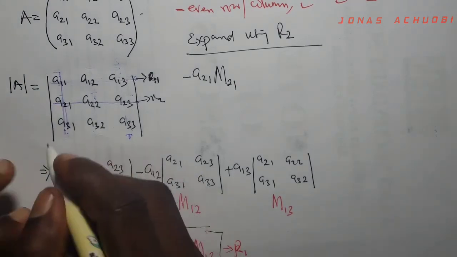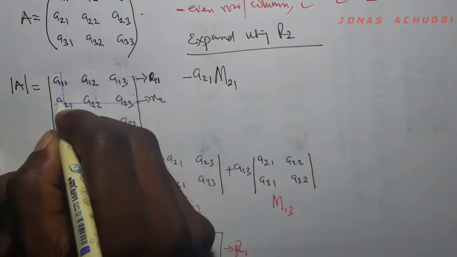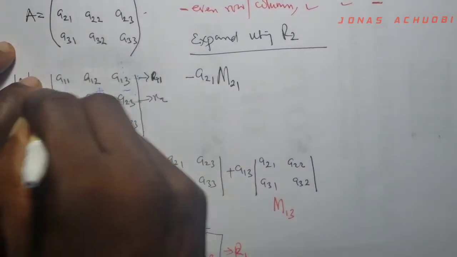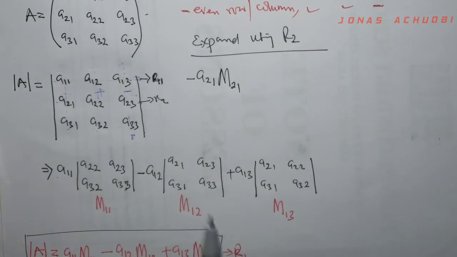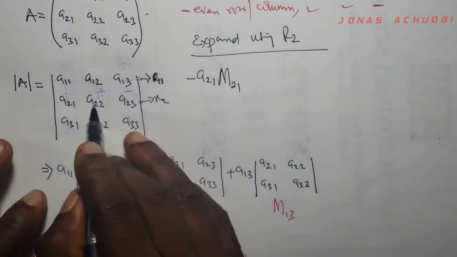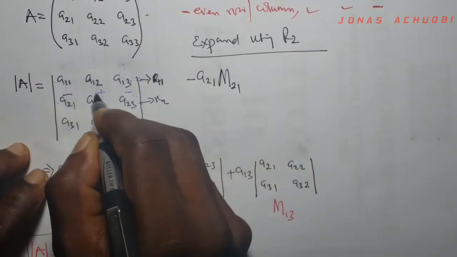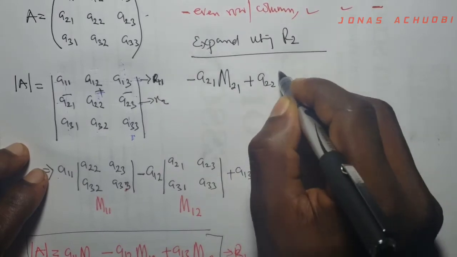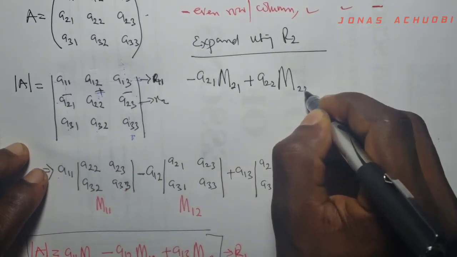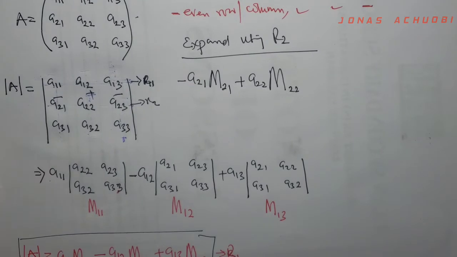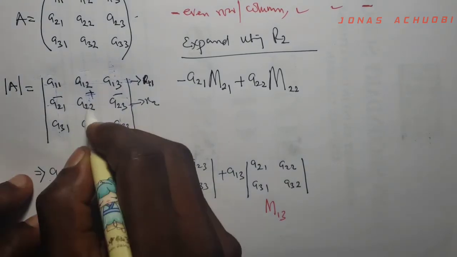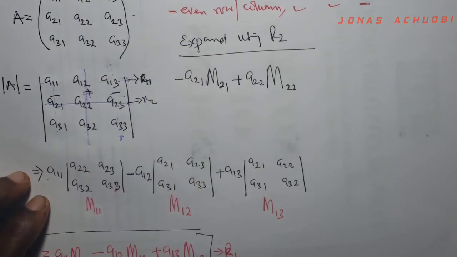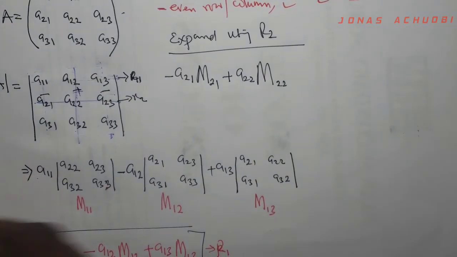After that, remember our sign, an even row, so this is minus, plus, and minus. I'll now take the next entry in row 2. What's the next entry? A22. Don't forget, this is plus A22 times the minor of A22, which is M22. What's the minor of A22 again? This is A22. Delete the entries in the row of A22 and in the column of A22, and you have that.